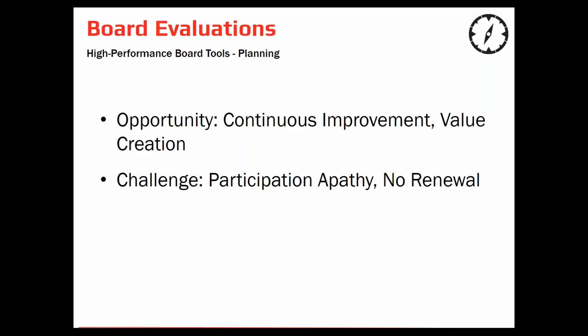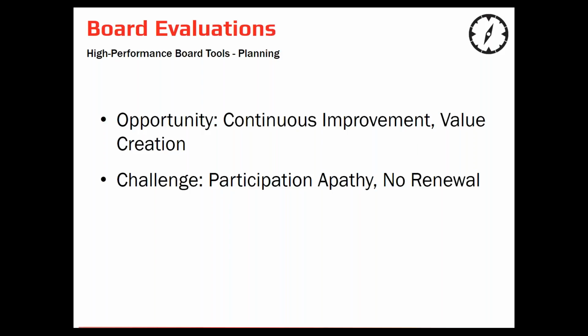And the opportunity of that is to continuously improve, is to create value as a board, is to hold ourselves accountable to a higher standard, is to challenge our thinking to the next level, and to identify specific things for the next 12 months that we want to achieve as a board, and things that we want to develop individually and collectively.